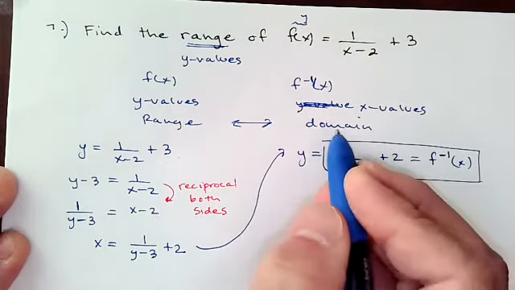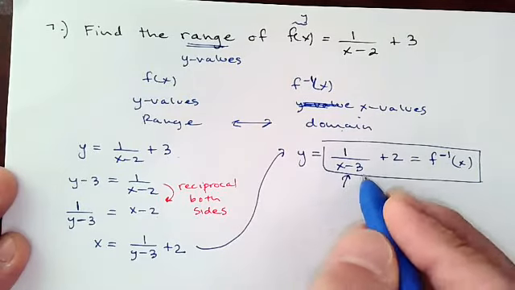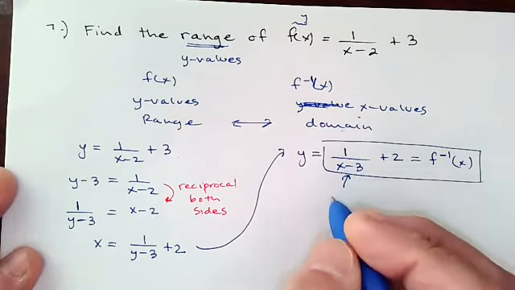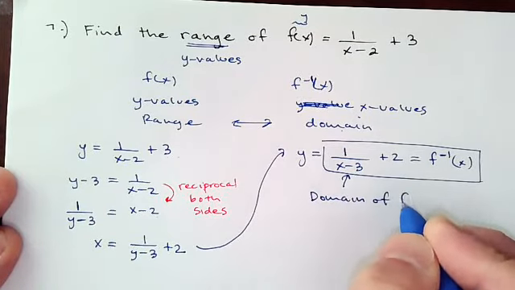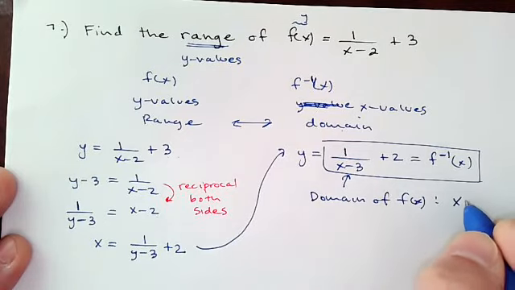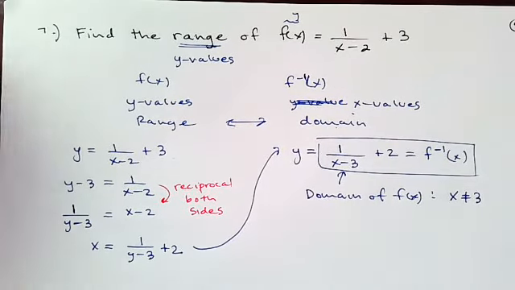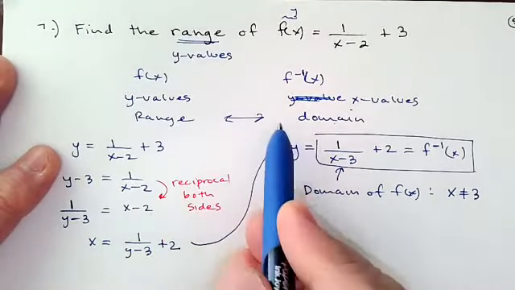So then I could take advantage of this idea. What is the domain of this inverse function? And hopefully you can see the only thing I have to worry about is I can't divide by 0. So the domain of f inverse of x is x cannot be equal to 3. I could write that in interval notation, which I might do when I get to the range, but this is what I mean by they're not exactly the same.